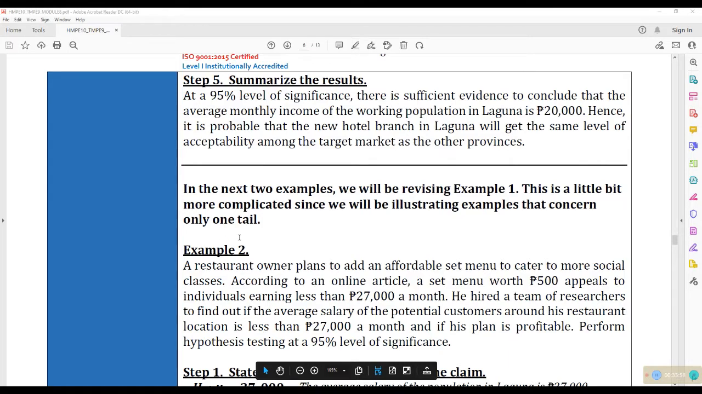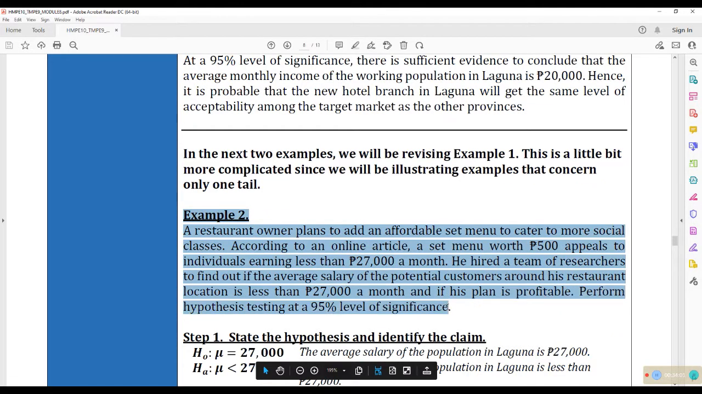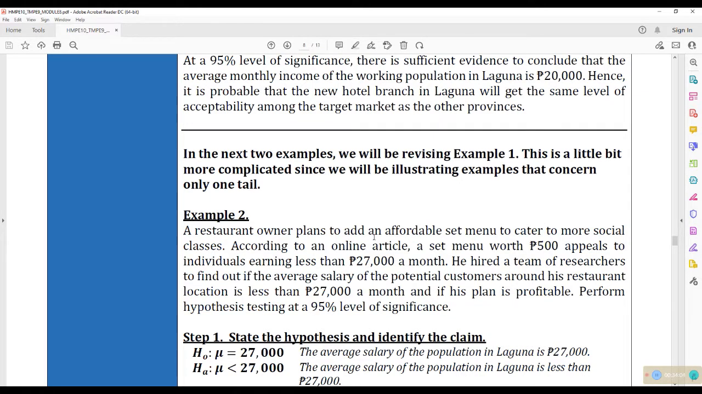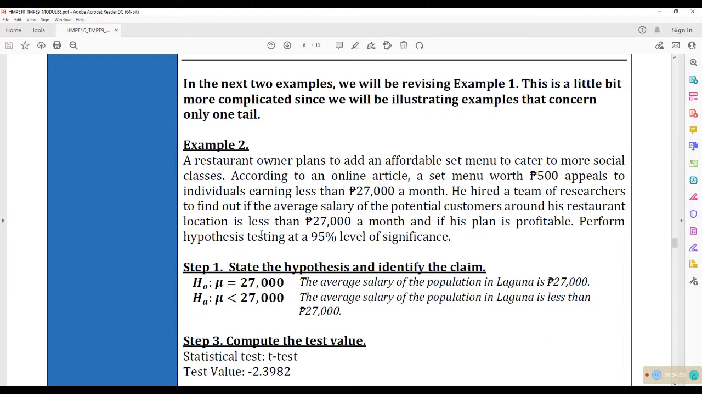Okay, so dito tayo, example 2, basahin natin siya. A restaurant owner plans to add an affordable set menu to cater to more social classes. According to an online article, a set menu worth 500 pesos appeals to individuals earning less than 27,000 a month. He hired a team of researchers to find out if the average salary of the potential customers around his restaurant location is less than 20,000 pesos a month, and if his plan is profitable. Perform hypothesis testing at 95% level of significance.